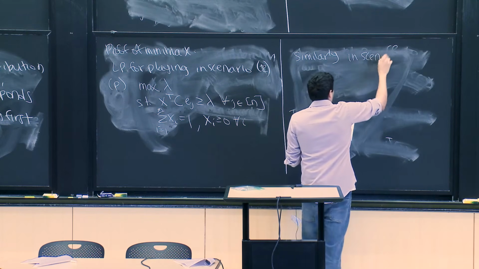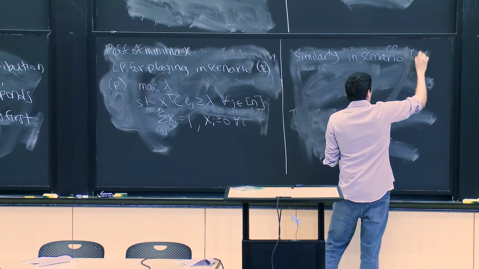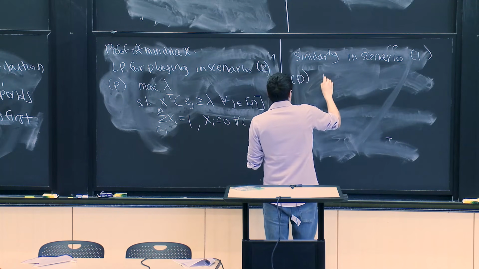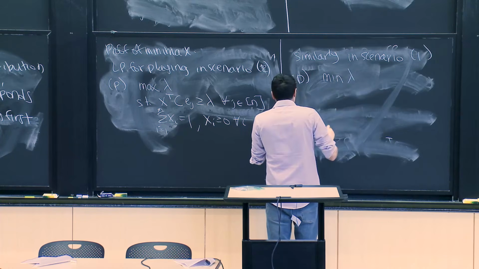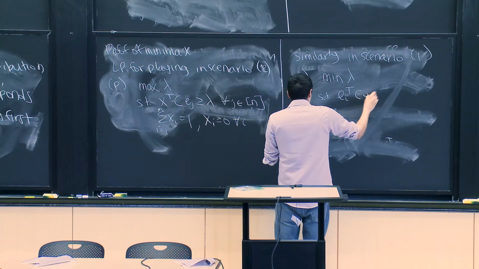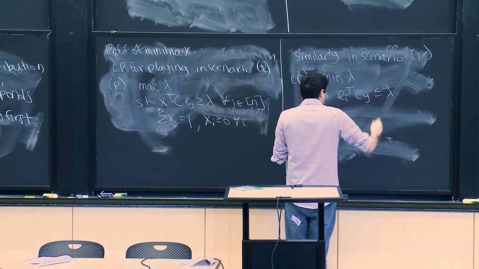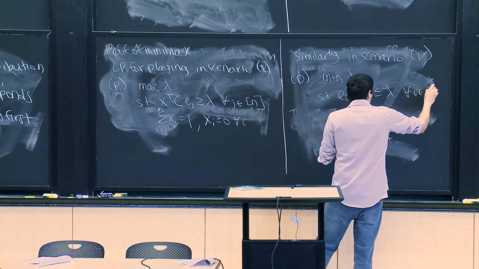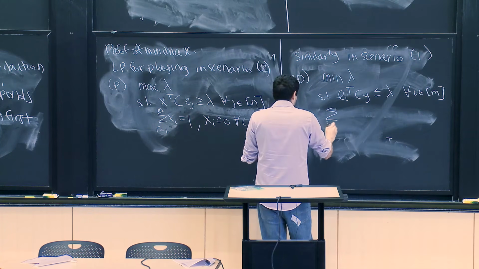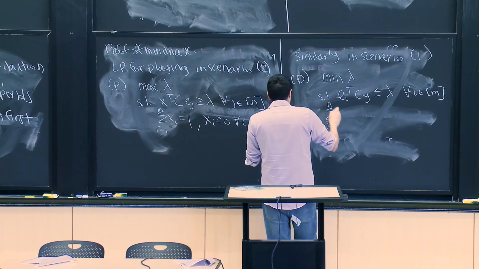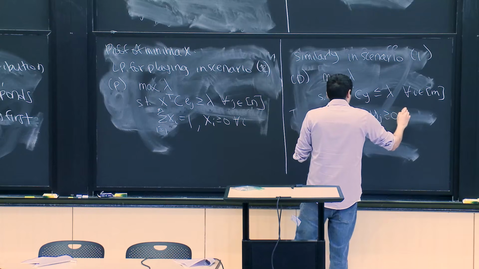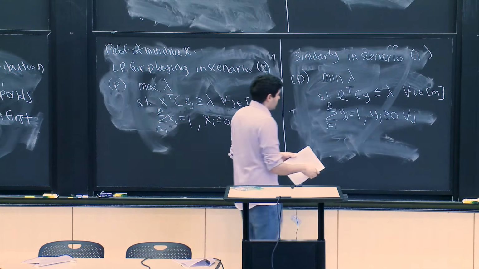And now I can do the same thing in scenario 1. So I'll suggestively write D for dual here. And here what I would do is I would minimize over lambda. I would want the constraint that e_i transpose C y is at most lambda for all i in M. And of course I want the constraints that my vector y is a distribution. So the sum from j equals 1 to n of y_j equals 1, and all the y_j's are non-negative on each of the coordinates.